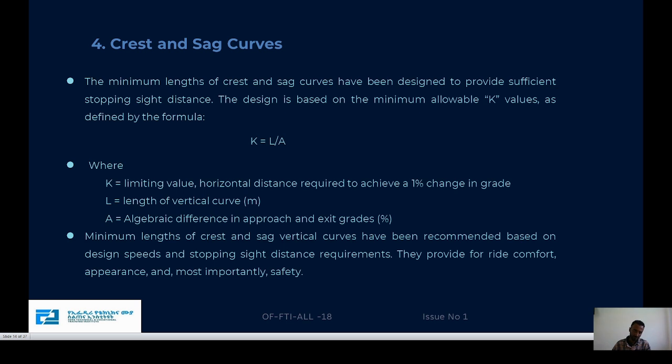The elevation is 243.5. There are two types of vertical curves, crest and sag curves. The minimum lengths of crest and sag curves are designed to provide sufficient sight distance. The minimum allowable K value is given by L over A, where L is the length of the vertical curve and A is the algebraic difference of the grades, G2 minus G1.